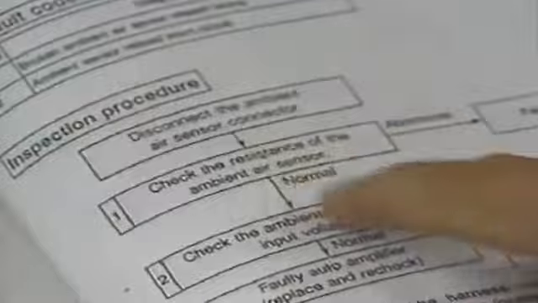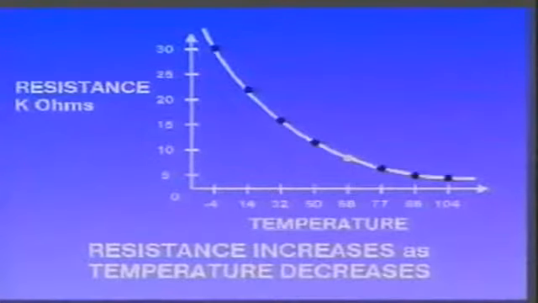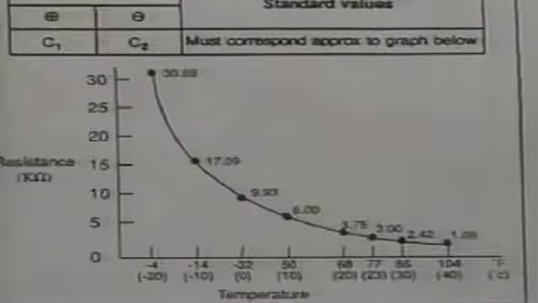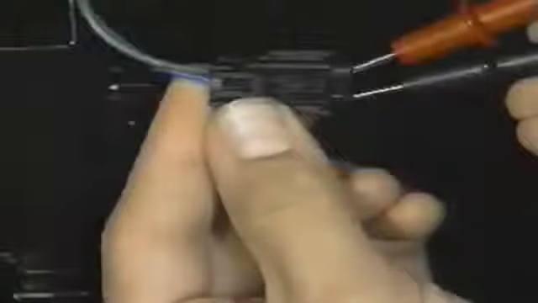To troubleshoot the ambient sensor circuit, disconnect the sensor and measure the resistance across the 2 sensor pins. At 77 degrees Fahrenheit, the reading should be approximately 3 kiloohms. Remember, the readings will vary according to temperature. Always consult the service manual for the specific sensor specifications. If the reading is not within specifications, the sensor is faulty and should be replaced. If the reading is within specifications, proceed to the reference voltage check.